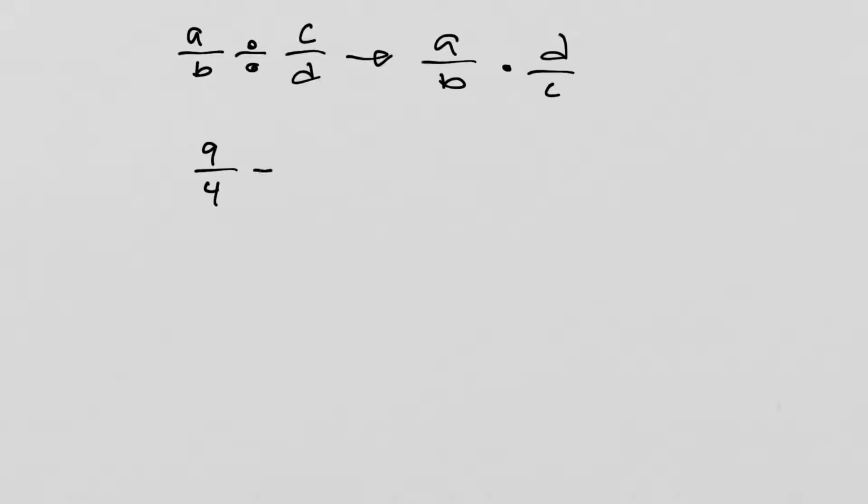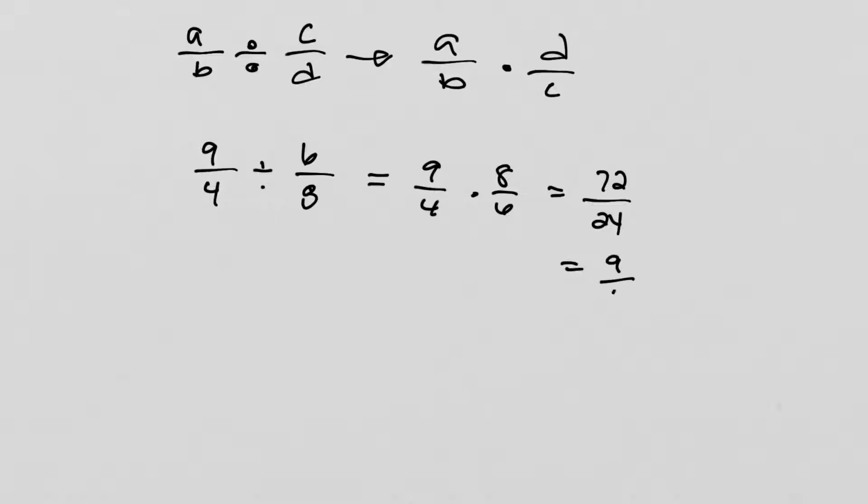If we want to divide, like for instance a over b divided by c over d, remember what you do there is you take that second one, flip it, and multiply. So 9 over 4 divided by 6 over 8 is the same thing as 9 over 4 times 8 over 6, which gives me 72 over 24, which if you divide the top and bottom by 8 gives me 9 over 3, which just gives me 3. Is that right? Sure. Let's go with that.